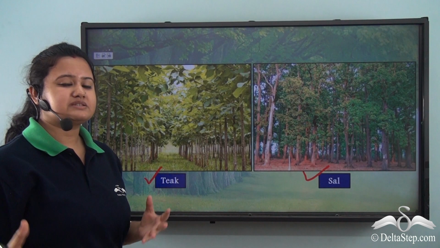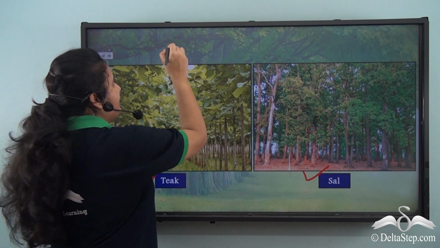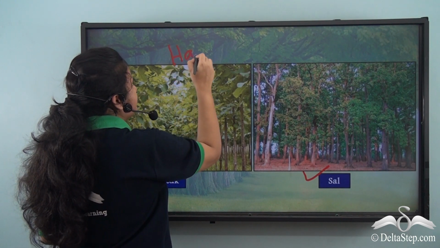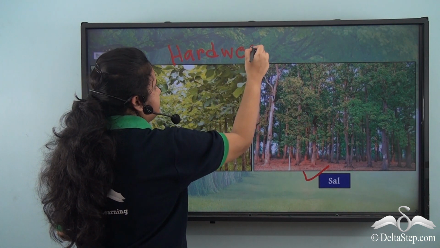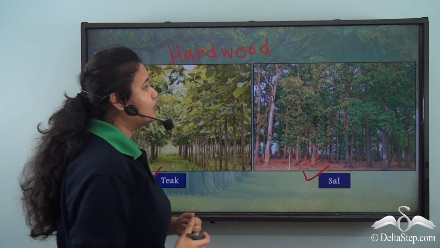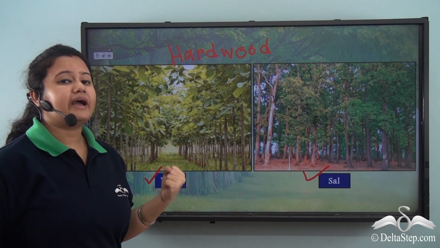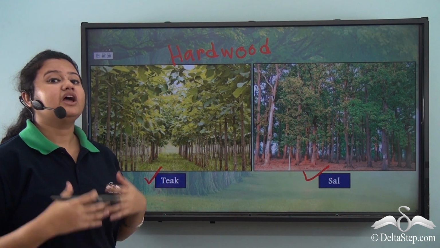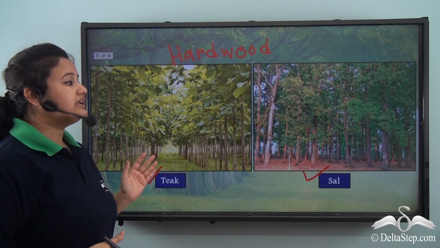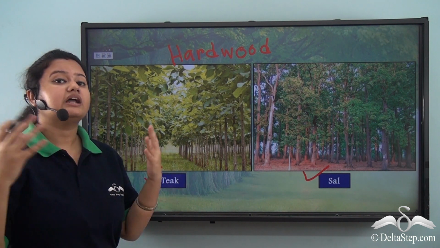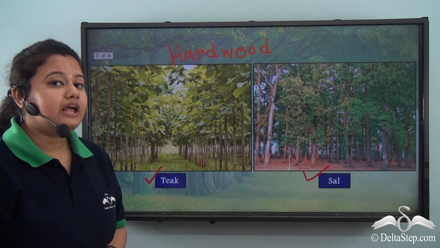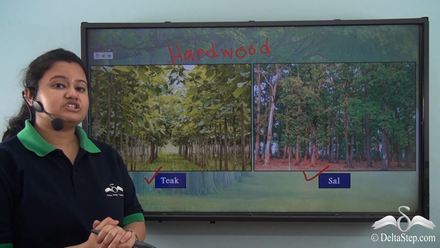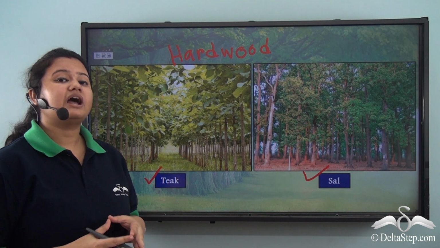Now, as I just mentioned, these trees are hardwood trees. That is, these trees are quite dense, compact and hard, and therefore they are very durable. So these trees are exploited on a large scale to obtain timber from them. Now, can you name the vegetation of which these trees are a part?